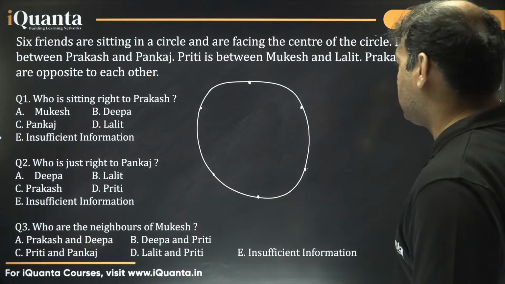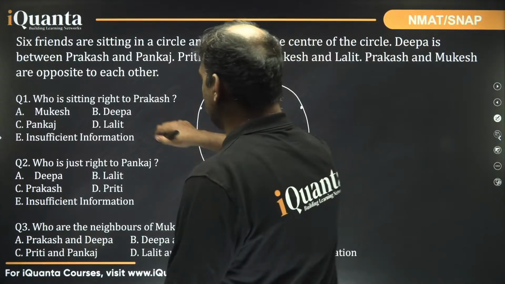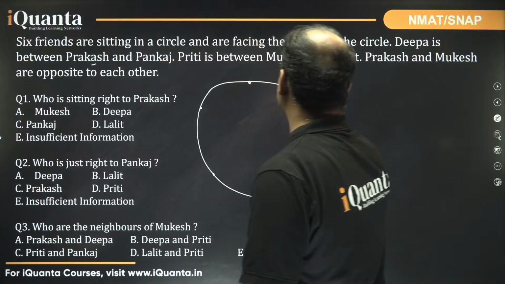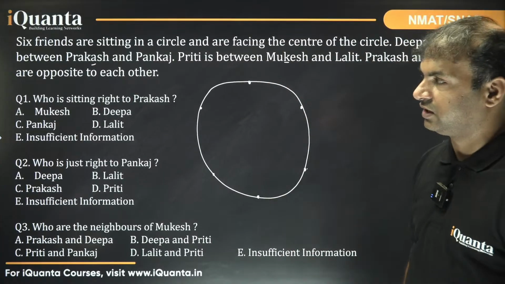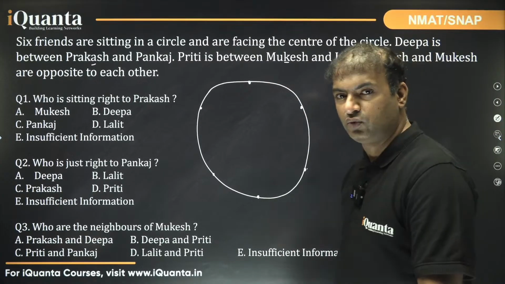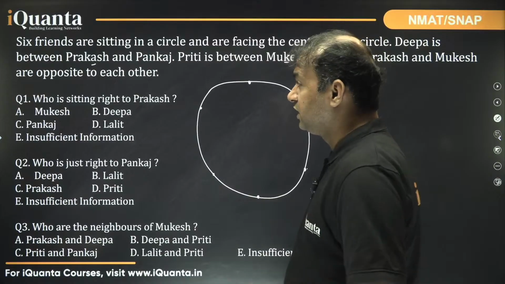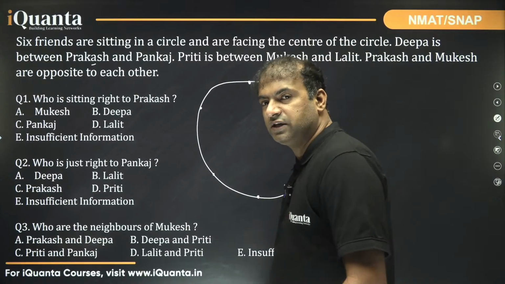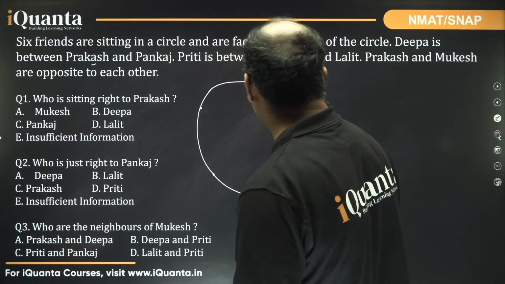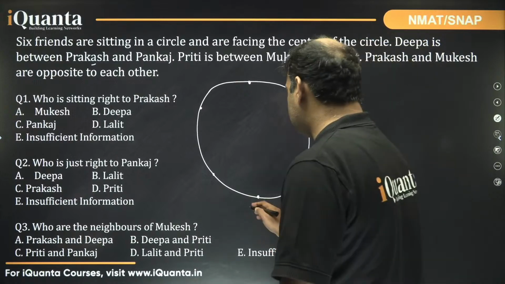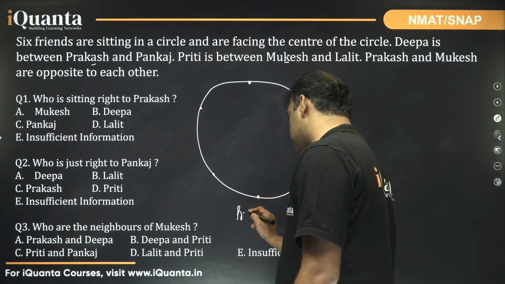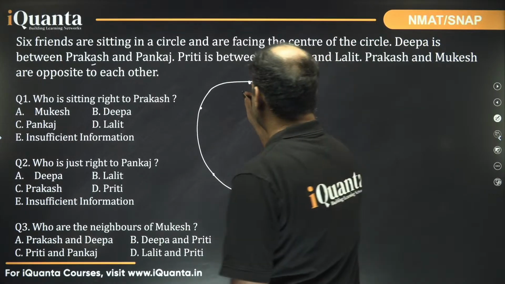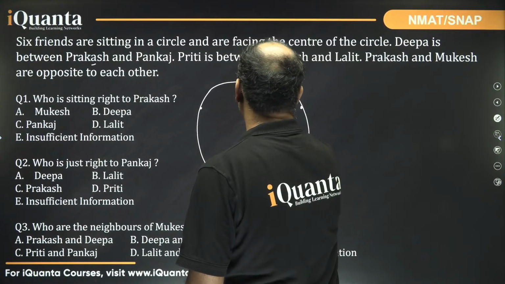Then they are saying that Prakash and Mukesh are opposite. So guys, Prakash is written here, and Mukesh is written here. So Prakash and Mukesh are the only people who are written twice. So ideally we should start with Prakash and Mukesh, right? We can start both of them together, right? Because they are opposite. So let us assume that this is Prakash and this person is Mukesh, right? Let us assume in this way.